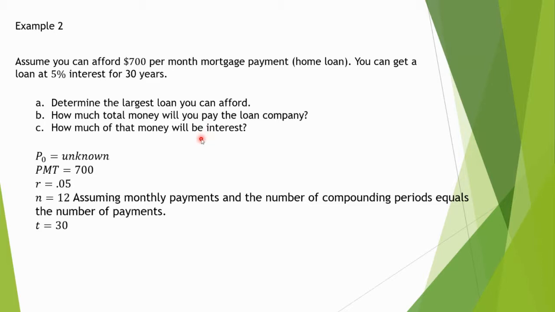So notice here, why is P0 unknown? Well, that's the loan value, the loan amount, and that's what we're looking for. The idea is that P0 is how much you're getting from the bank, the loan company, whatever, and then you would start paying it back. So P0 is our unknown amount.